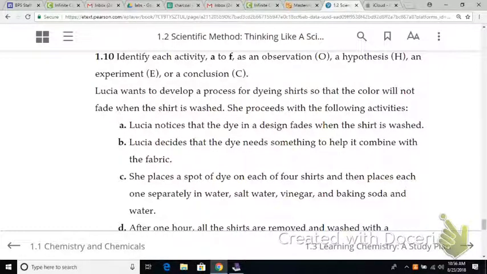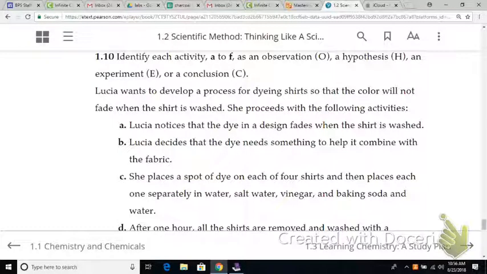Okay. Could it be a conclusion or not? I mean, yeah, like she came to the conclusion that she wanted to. Well, she had made observations, and if that was part of her experiment, washing multiple times, then it could be. Depending upon frame of reference, it would probably be more of an observation than anything.